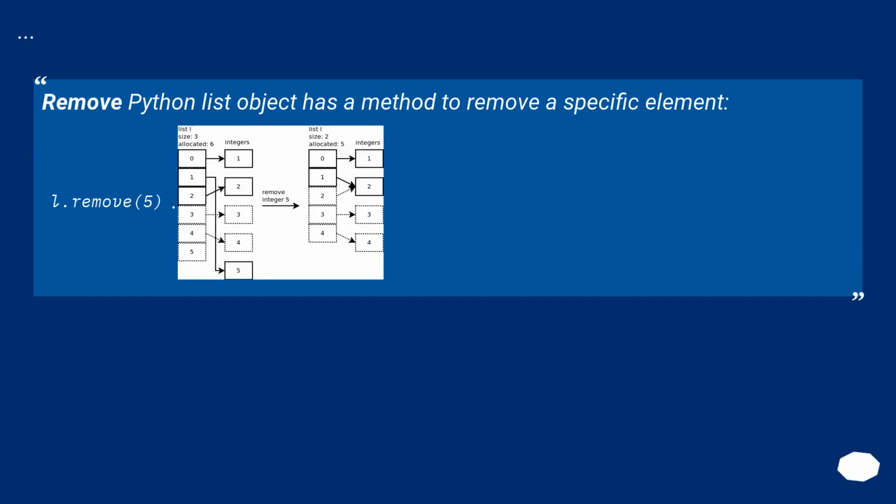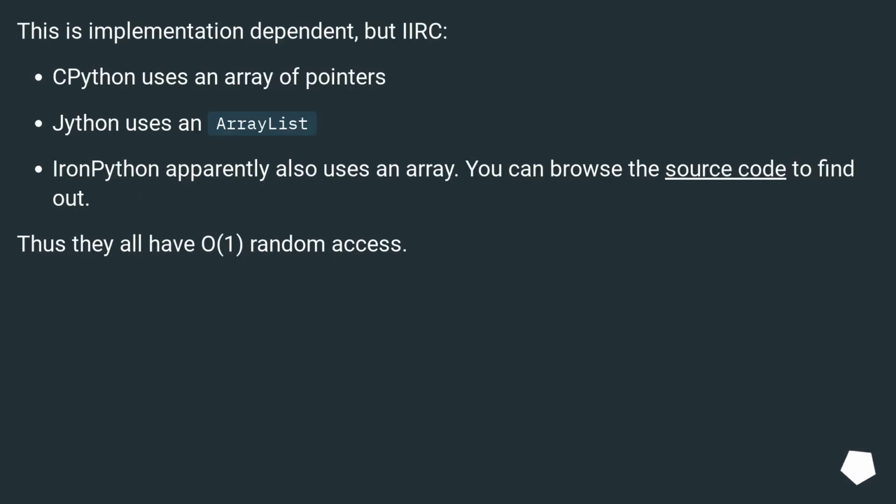Remove. Python list objects have a method to remove a specific element: l.remove(5). This is implementation dependent, but generally, CPython uses an array of pointers. Jython uses an ArrayList. IronPython apparently also uses an array. You can browse the source code to find out. Thus they all have O(1) random access.